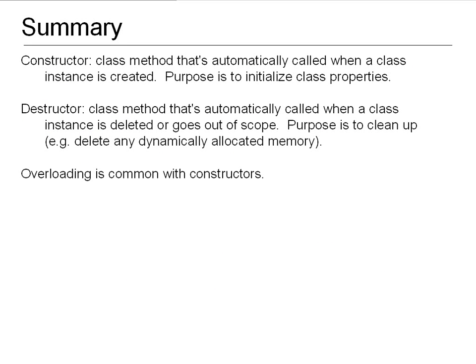In summary, a constructor is a class method that's automatically called when an instance is created, and the purpose is to initialize class properties. A destructor is a class method that's automatically called when a class instance is deleted or goes out of scope, and the purpose is to clean up, for example, delete any dynamically allocated memory. And overloading is very common with constructors.